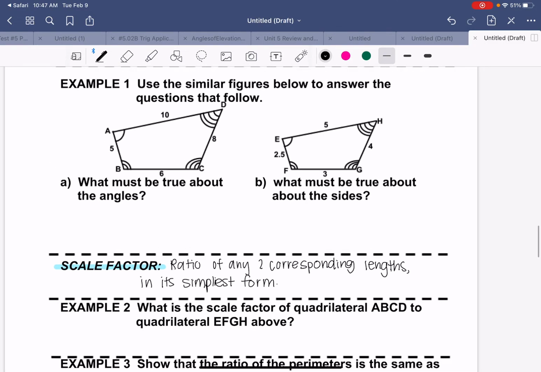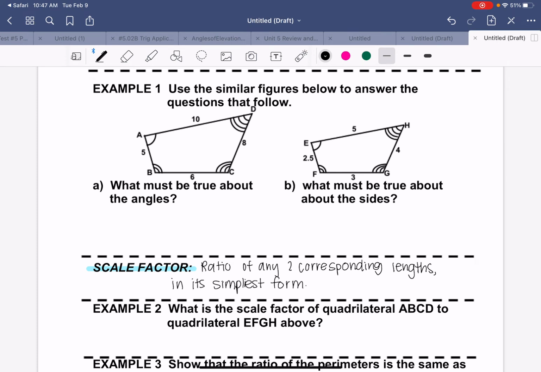Okay, so example 2 says, what is the scale factor of quadrilateral ABCD to quadrilateral EFGH? That tells us right there what order we need to go in. When it says what is the ratio from this to this, it tells you exactly what goes on top of the ratio. Because it said quadrilateral ABCD first, ABCD is going to go on top of the ratio. So the scale factor of ABCD to EFGH, and what is that? Again, a scale factor is just a ratio between two corresponding lengths in its simplest form.